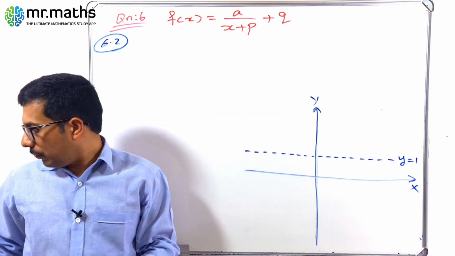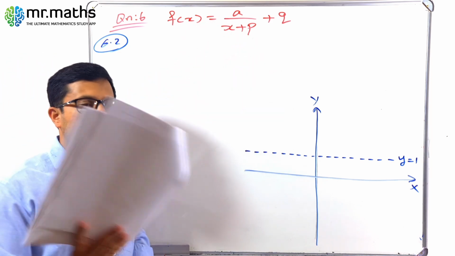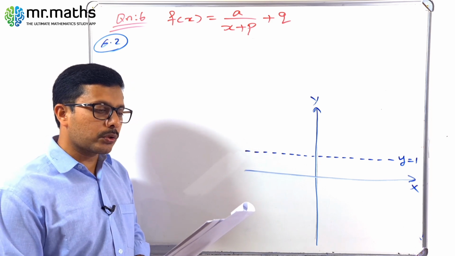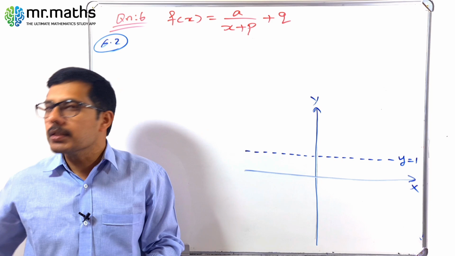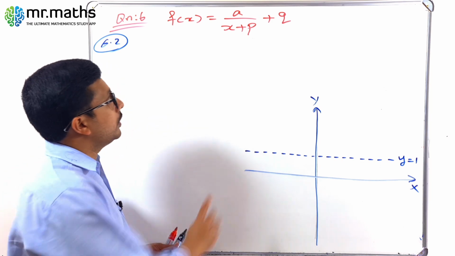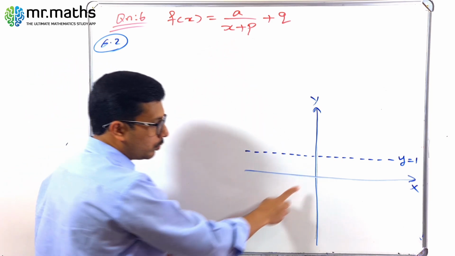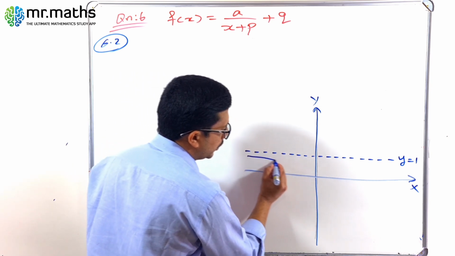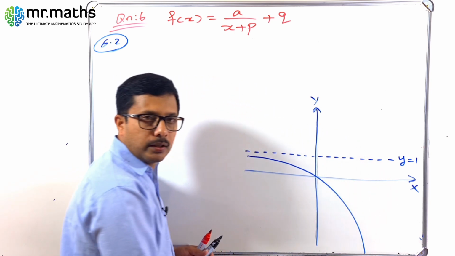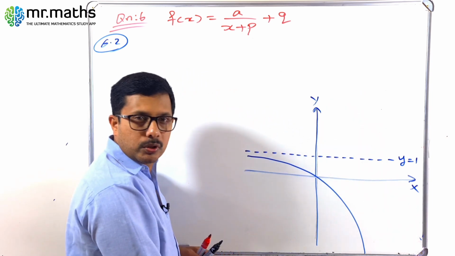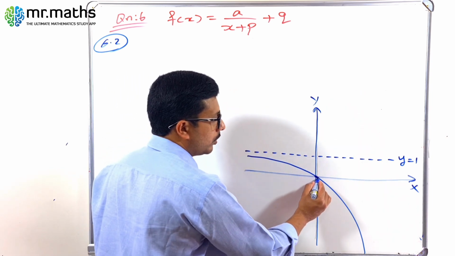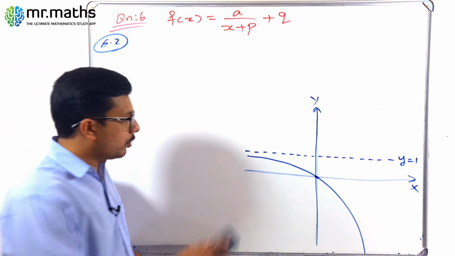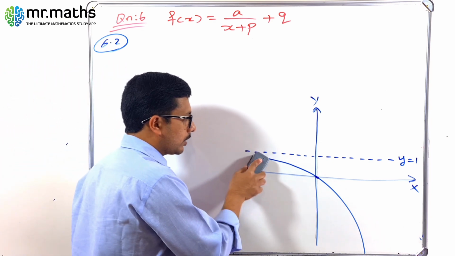Now for that, look at the second bullet. What is the second bullet given? The graph f passes through the origin. So it means that this hyperbolic graph is passing through the origin. This is the origin. So it is passing through the origin. It's like this. We don't know what the vertical asymptote is. So anyway, it is passing through the origin. We can't draw that now. Otherwise, we are supposed to draw like that.